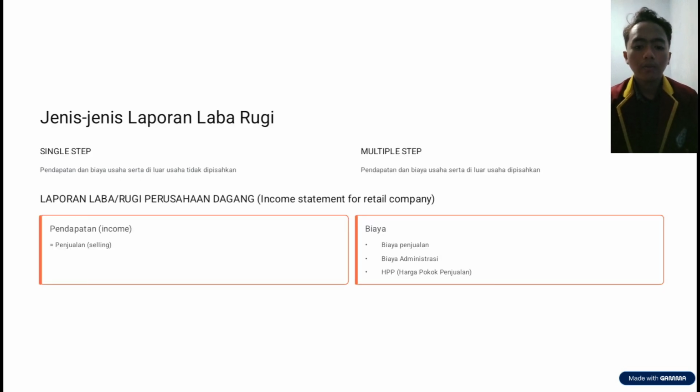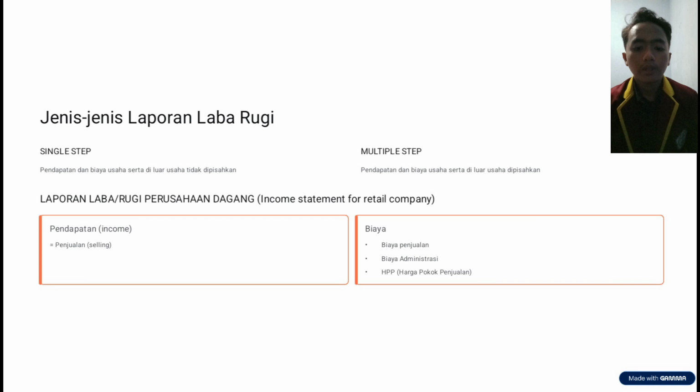Next, we have the types of income statements. There are two main types: single step and multiple step. In a single step income statement, business and non-business revenues and expenses are not separate. Meanwhile, in a multiple-step income statement, those revenues and expenses are clearly separate.